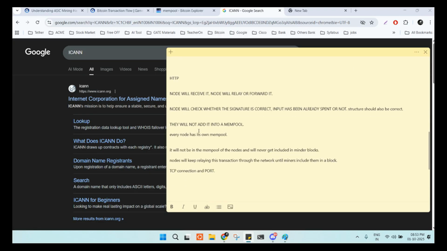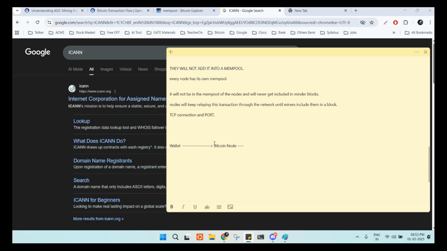And yes, as he mentioned, your wallet will go to the Bitcoin node. Your wallet will start broadcasting that transaction information to one Bitcoin node, then another, and another, and every Bitcoin node has a mempool. Mempool is nothing but where all the unspent, unverified transactions are, and Bitcoin mining gets started.